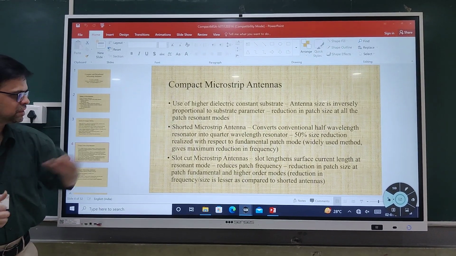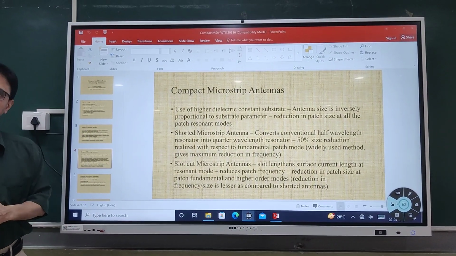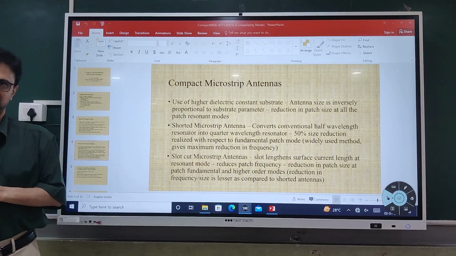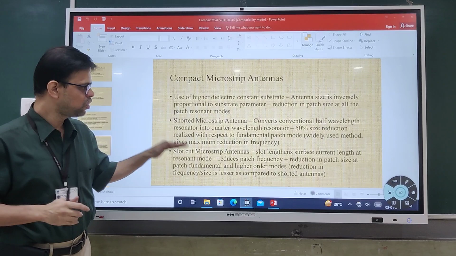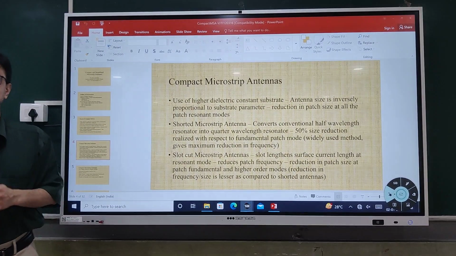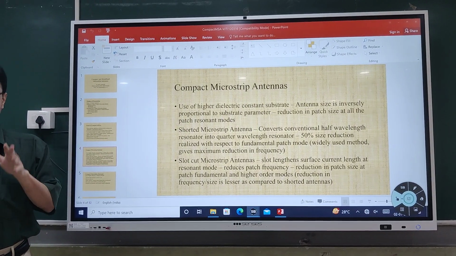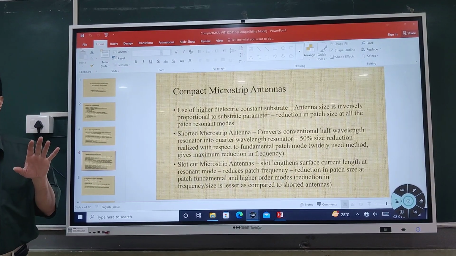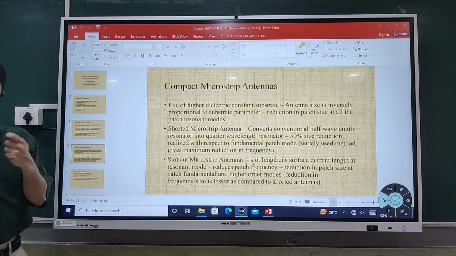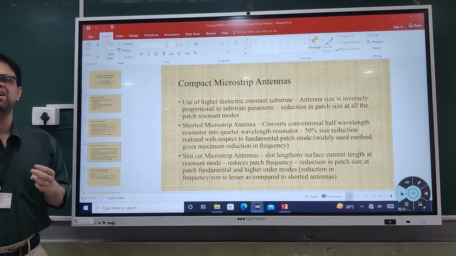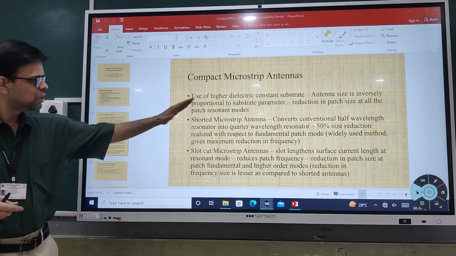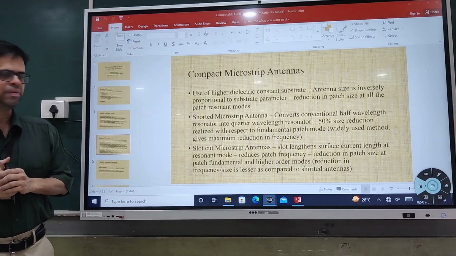Okay, now the next method. In fact, these two methods are very popularly used: a shorted microstrip antenna and a slot cut microstrip antenna. One more method is there which I have not highlighted here, which we will come across in the next slides, that is using the symmetry of the patches. Of course, that method is not really applicable to all the regular shapes of the microstrip antenna, because here, with reference to a given specific geometry, we are exploring that particular advantage. Okay, so now the next method is the shorted microstrip antenna.